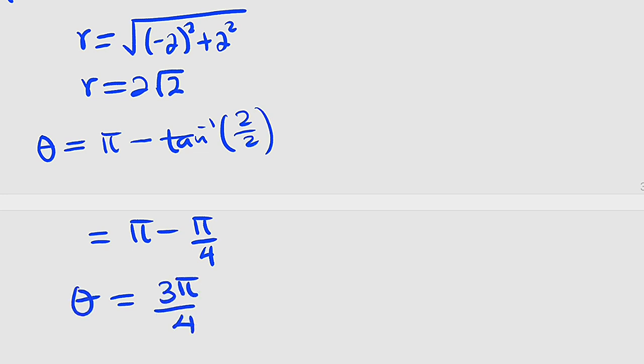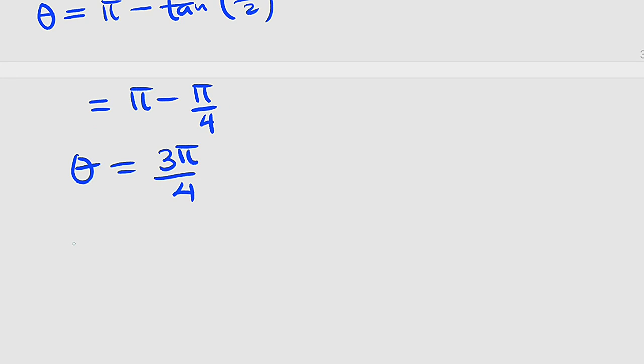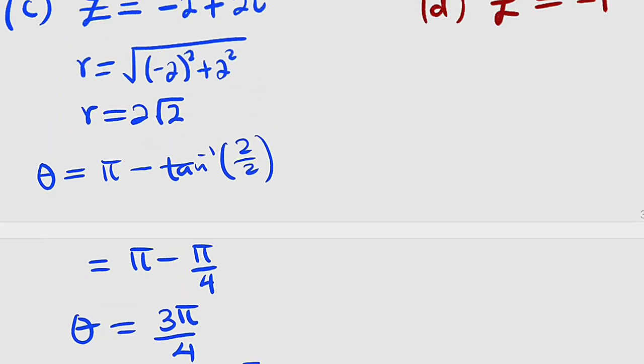So our angle is what? 3 pi divided by 4. We have gotten our radius already. So now let us substitute. Our z will be equal to r, which is 2 root 2, e to the i theta, and theta is 3 pi divided by 4. And now let us take the last one.